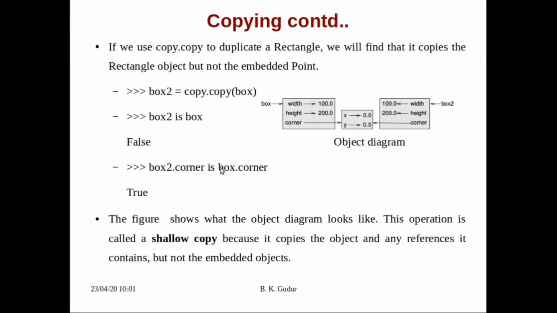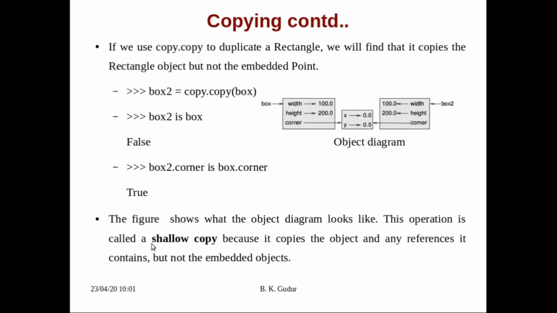Box2.corner is box.corner, that is true because this is the same object. What's the meaning? Remember, copy has created one more box, but it has not created all the attributes, only width and height it has created, and this corner is pointing to the same old object. So the figure shows what the object diagram looks like.